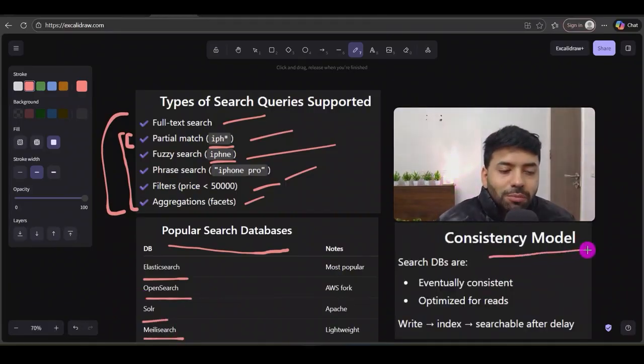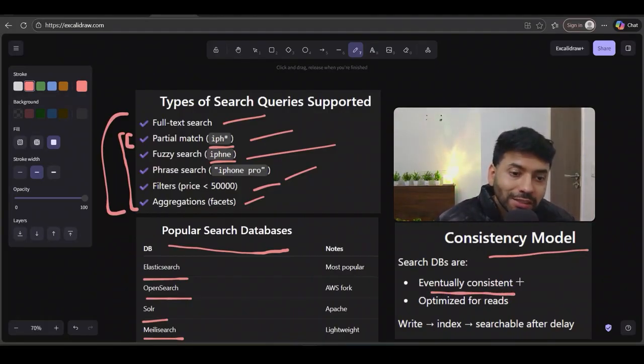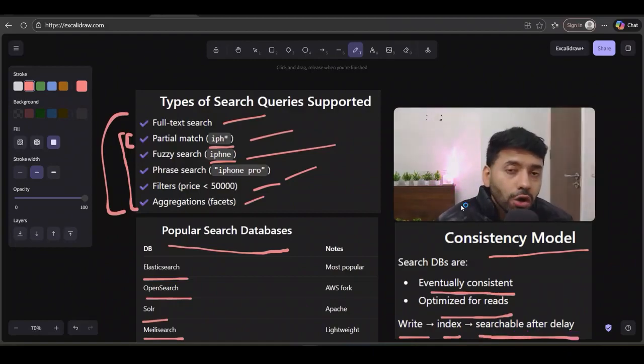Next, talking about the consistency model of the search database, they follow eventual consistency. So they don't provide very strong consistency, it's eventual consistency. The search databases are optimized for reads. Whenever you make a write, there will be an index update and that will be searchable after a delay. So you may not always get the most updated data. It provides you eventual consistency, not strong consistency.